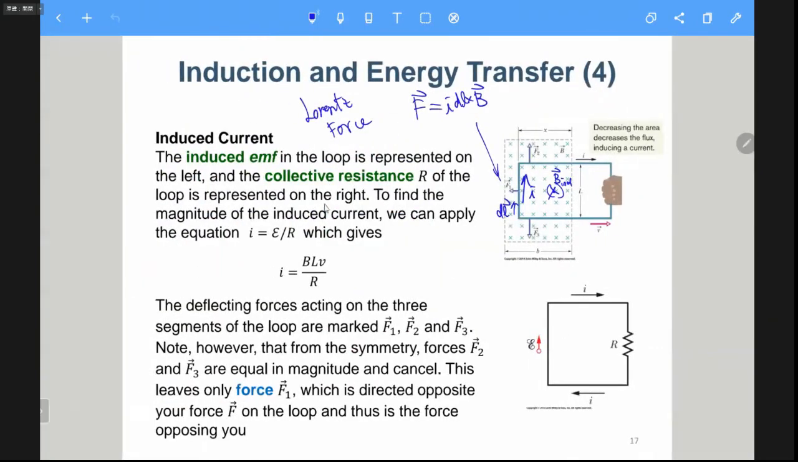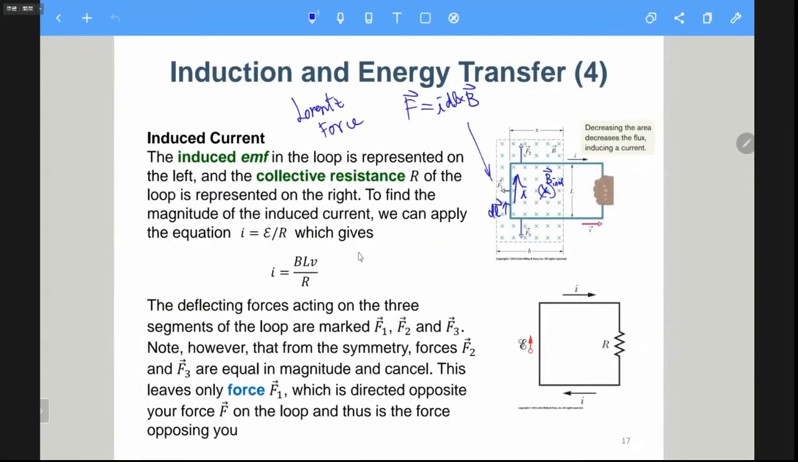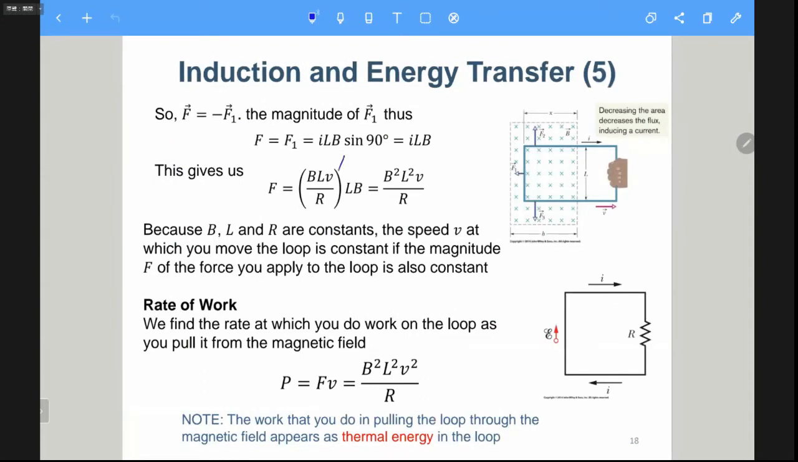And just now we mentioned that this one is I. This one is I. So for ILB, we plug in this value here. So we have B squared L squared times V over R. So this is F, and because B, L, R are constant and the speed V at which you move the loop is constant, the magnitude of the force applied is also constant. So this is constant if V is constant, because this one doesn't change.